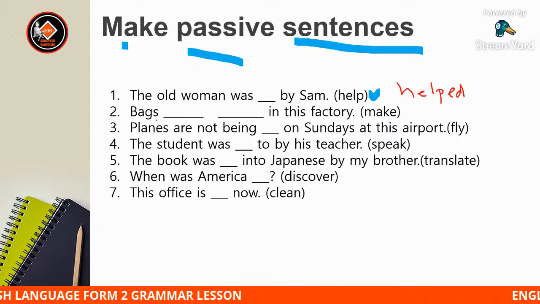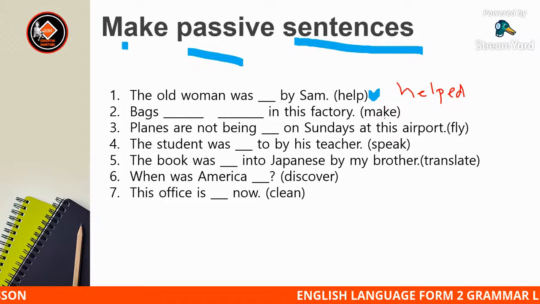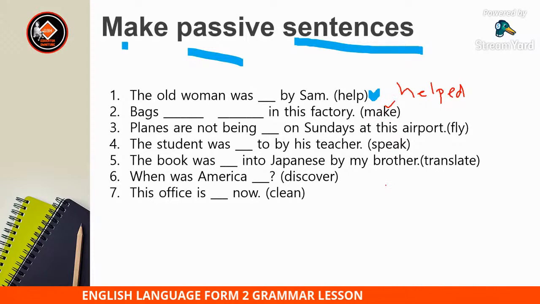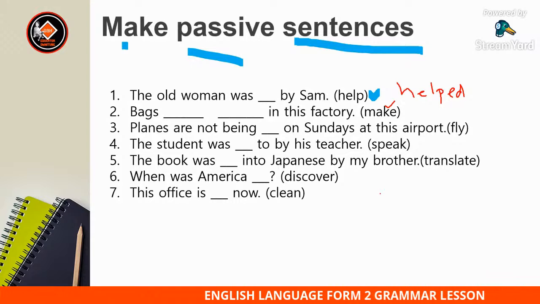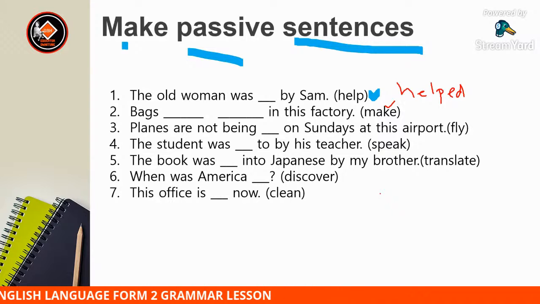Number 2, bags blank in this factory. The word is make. Somebody has answered. Aida said were made. Daing also said were make. Daing, check your spelling for the past participle of make. Okay, Daing's answer for number 2 is wrong. Aida is correct, were made.